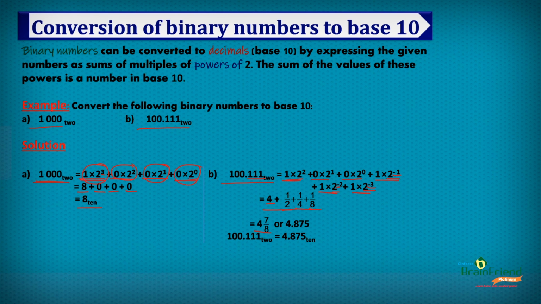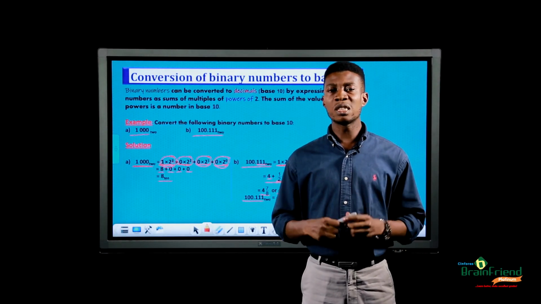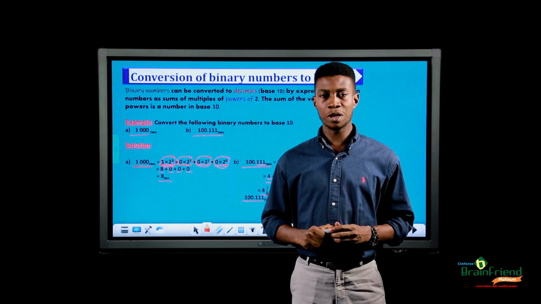Of course, at this point, you find the LCM when summing all of this. And 4 whole number 7/8 is the same thing as 4.875. So the number 100.111 base 2 is equivalent to 4.875 base 10. So I have an exercise for you. Pause this video and try out these questions.